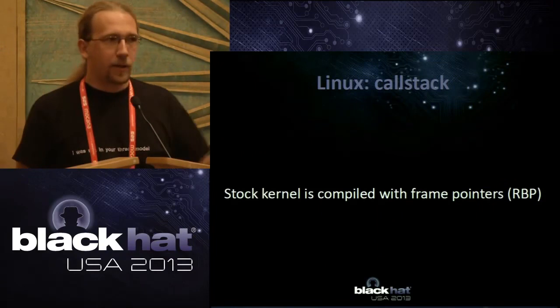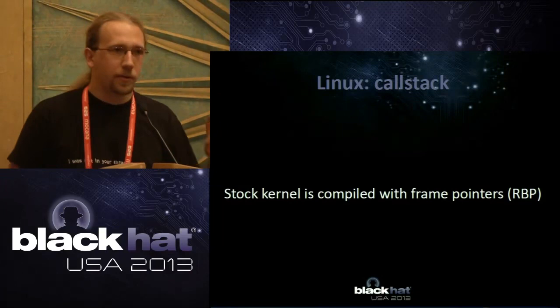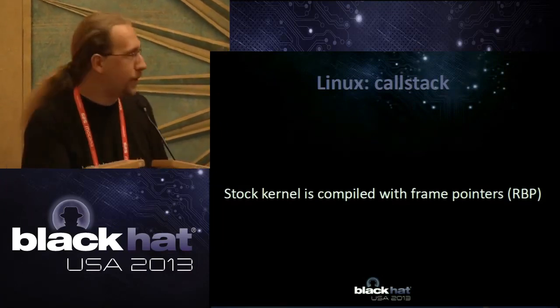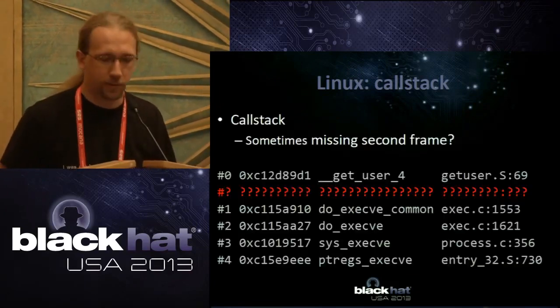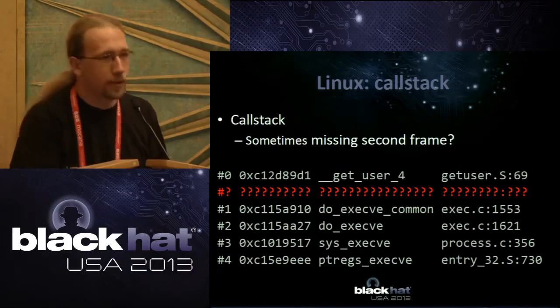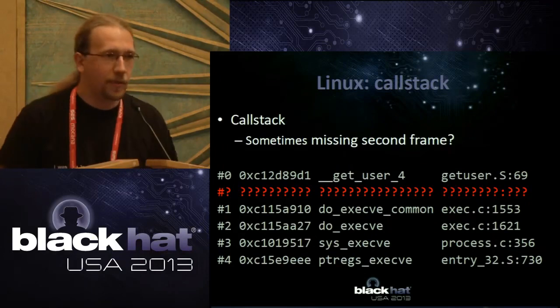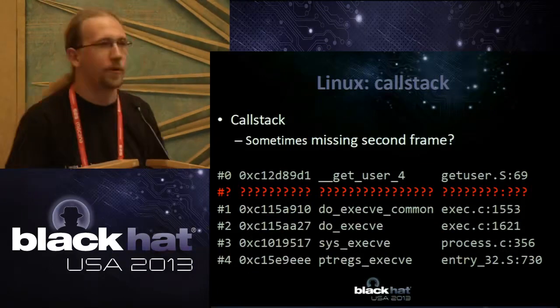So now the call stack. We actually want a nice symbolized call stack. Thankfully, the stock kernels came with frame pointers. They were not omitted, so they were in RBP or saved on the stack, which makes things really, really simple since you can just walk through it. However, we noticed that sometimes there was an entry missing. So if you go to the do_execve_common function, you couldn't find a call to get_user. There was one more function actually called, and that nested function had the code finally calling get_user.